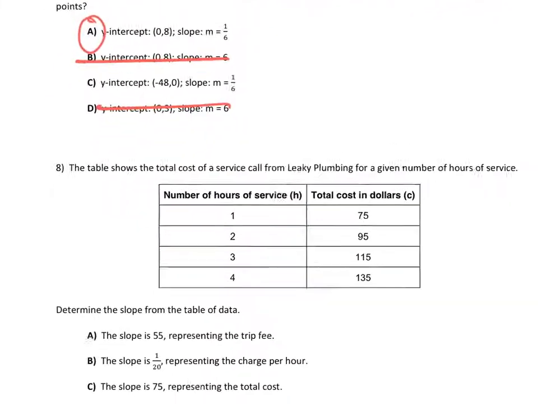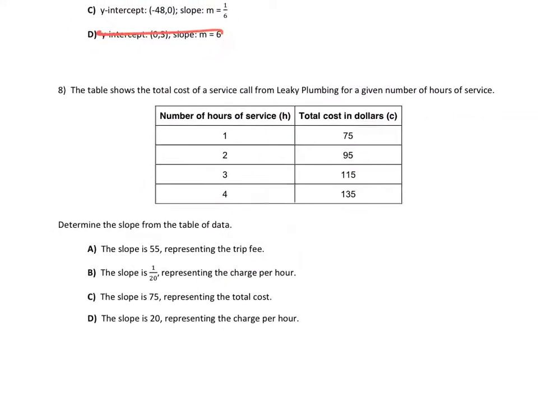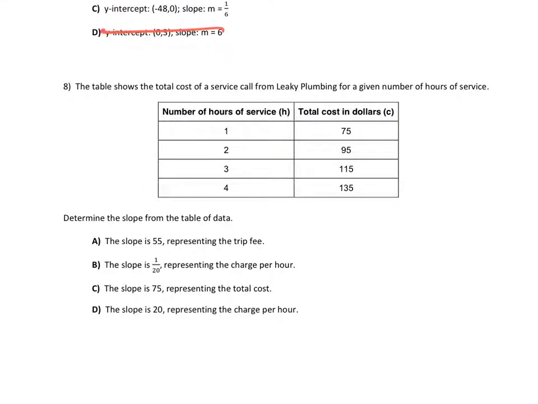Okay, number 8. The table shows the total cost of service call from leaky plumbing. Determine the slope. The slope is the change in y over change in x, guys. This is our x. This is our y. The change here is +20. It's changing +20 for every hour, so the slope is 20.